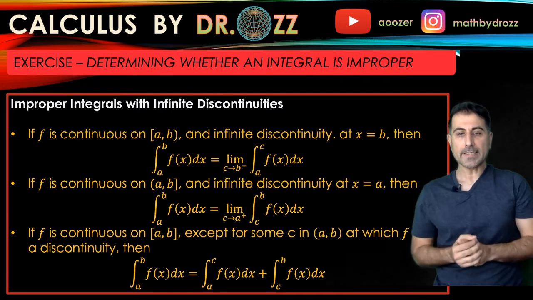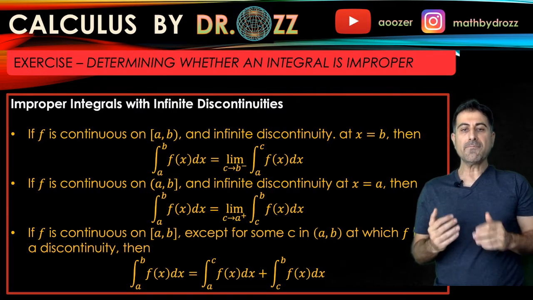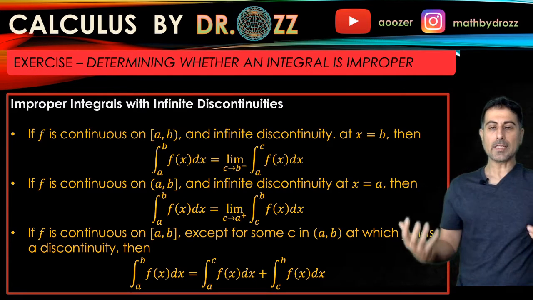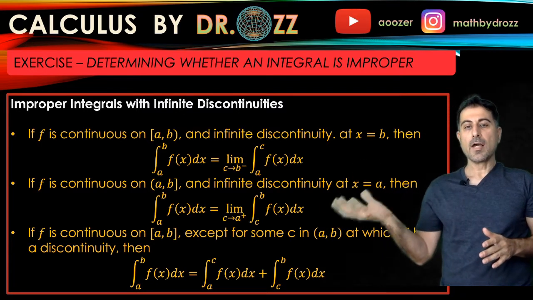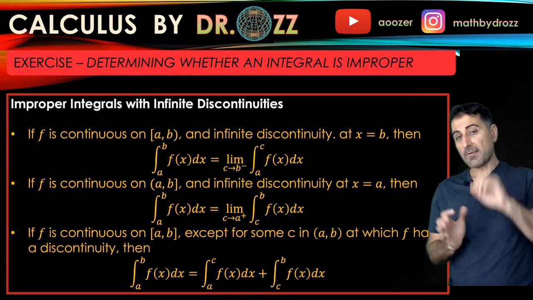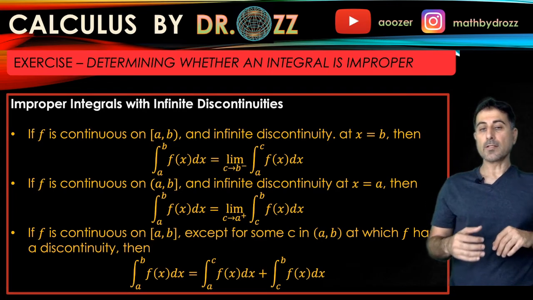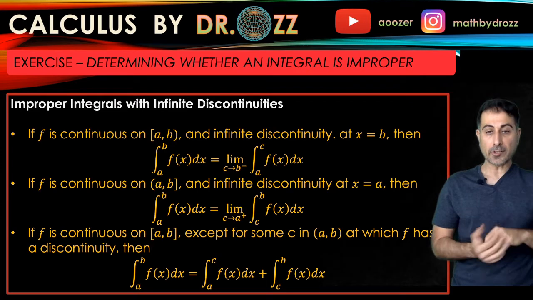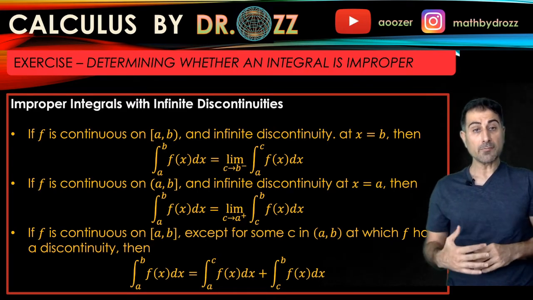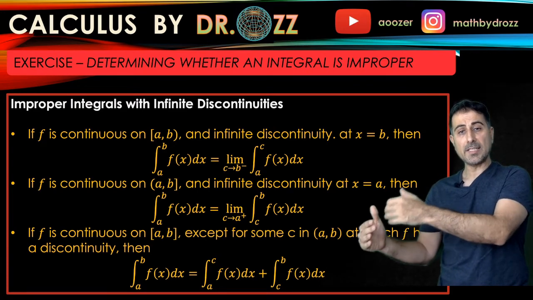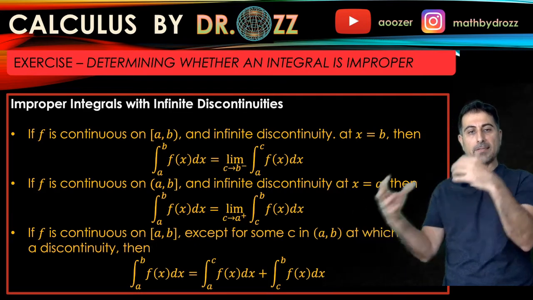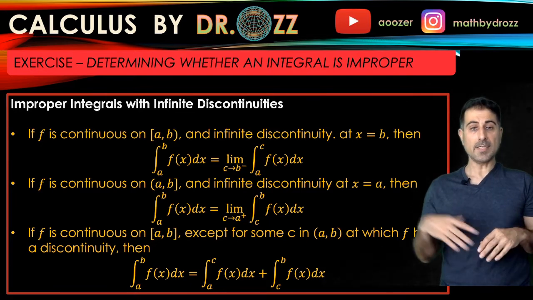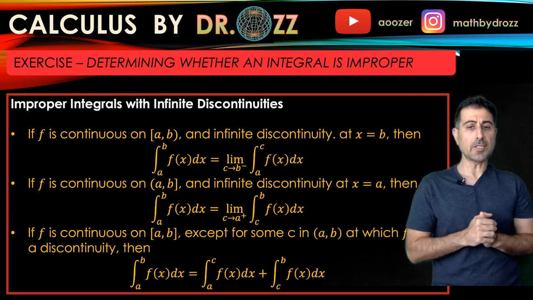In the second bullet item, you can see that there is an infinite discontinuity of the function at the lower limit, and I'm going to apply the same strategy. I'm going to replace a by c, and now I have a proper integral to deal with, the integral from c to b of f of x dx, and use the fundamental theorem of calculus and all the integration techniques. Once you're done with that, pass the limit as c approaches a from the right, because the integral results in something involving c, and you're going to play with that in the limit operation.